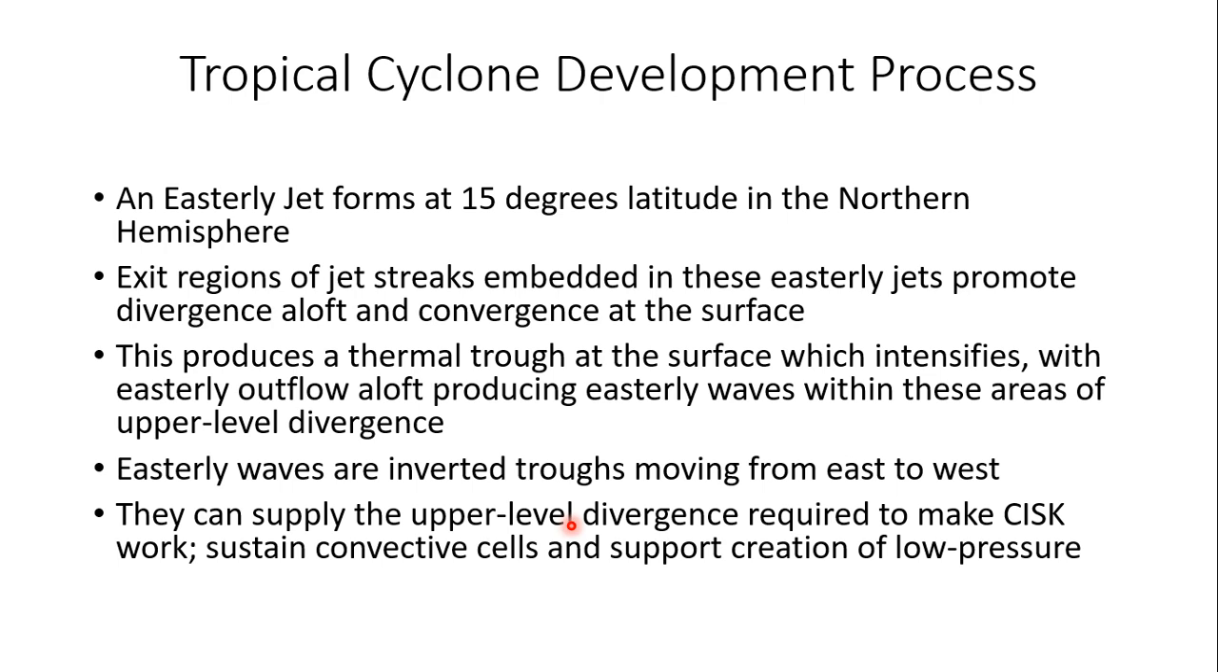Those are the disturbances within the tropical wind belt that move from the east toward the west. They're called easterly waves. There are two general types of easterly waves. I won't get too deep into the weeds on that, but there's a stable easterly wave as well as an unstable easterly wave. Easterly waves are generally inverted troughs moving from the east to the west, and they can supply the upper level divergence required to make convective instability of the second kind work. They tend to sustain convective cells where you get rising vertical air motion, stronger updrafts, and support creation of low pressure at the surface. So let me do a quick drawing for you.